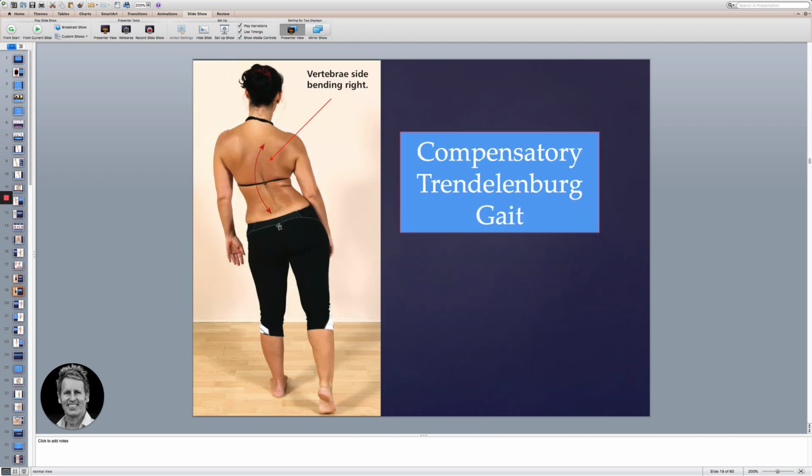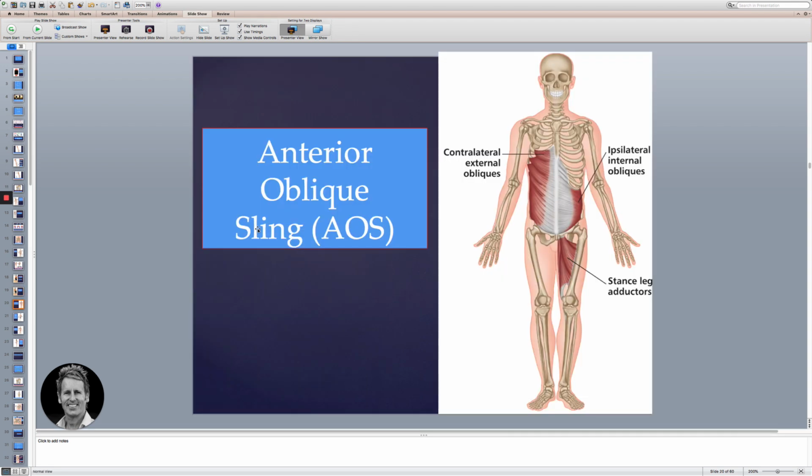Let's look at the next one. This is called a compensated Trendelenburg. So when you step on the left leg, then because the body uses so much energy in the previous pattern, the body will compensate and cause a compensated Trendelenburg pattern. So they end up walking with an odd type of gait pattern here, but it still relates to the weakness of the glutes.